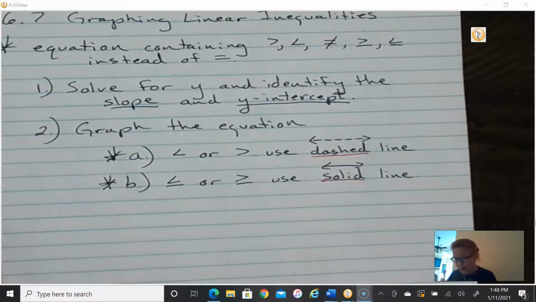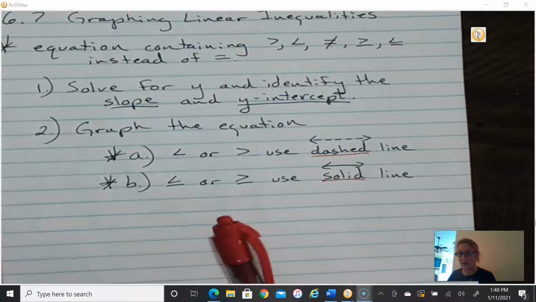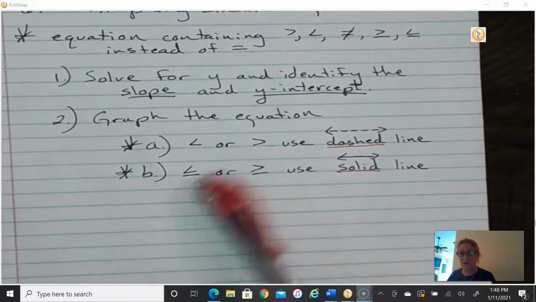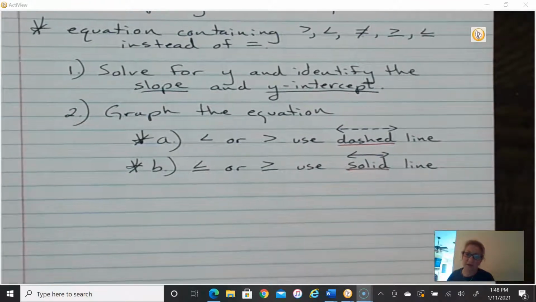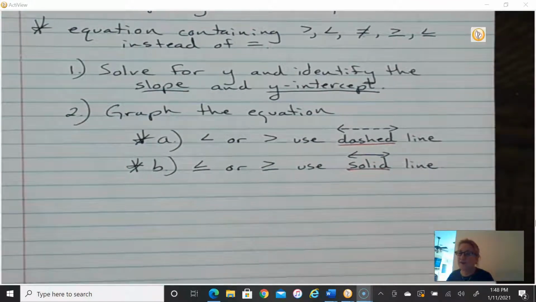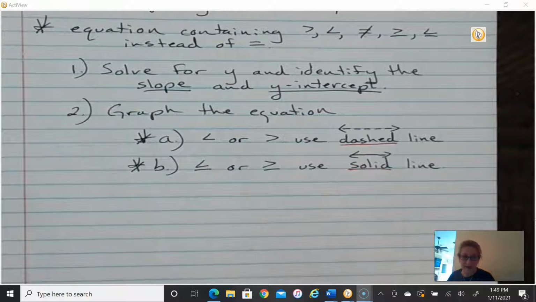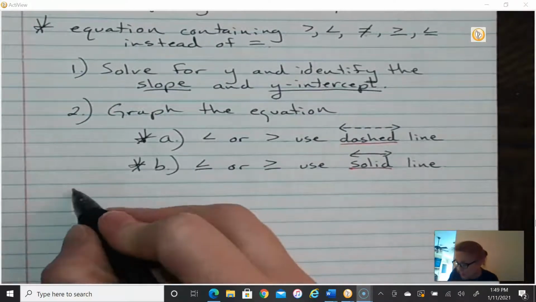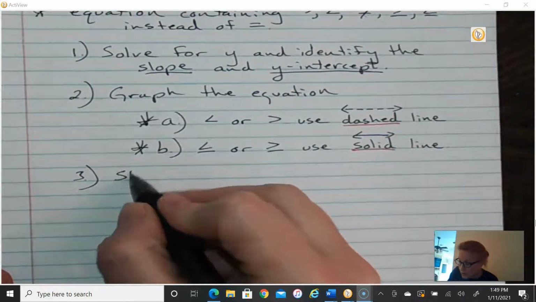Okay, I will tell you a common mistake on my students is they are working and concentrating so hard on solving these that they forget to do the dashed and the solid. So that's something you're going to really need to pay attention to, that whole attention to detail thing I'm always talking about, because that's a common mistake, and it's silly to get points taken off for something that you know how to do. Okay, the step 3 is shading.